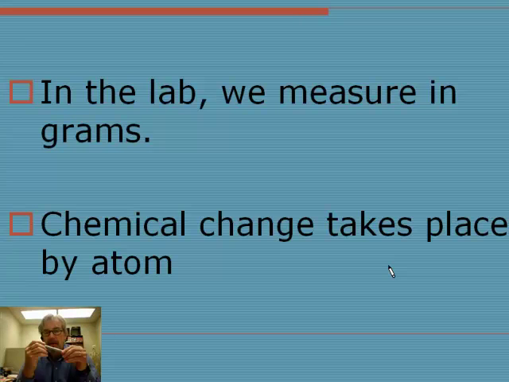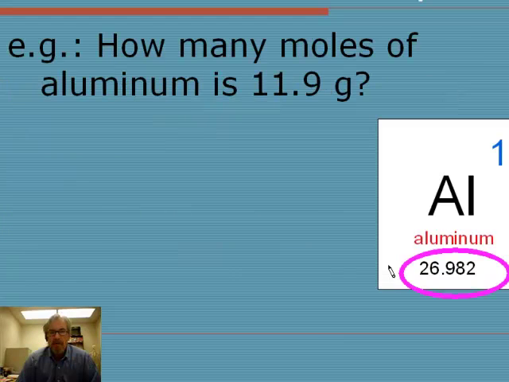So we need a way to convert back and forth between the two, and molar mass turns out to be the key to doing this. I'm going to teach you 3 different techniques that you can pick and choose from for converting between grams and moles. The first one that I'm going to use is something that you're familiar with, and that's called proportions. On one side of the proportion, we put the molar mass.